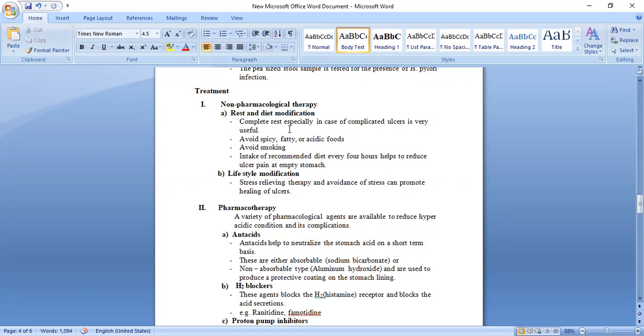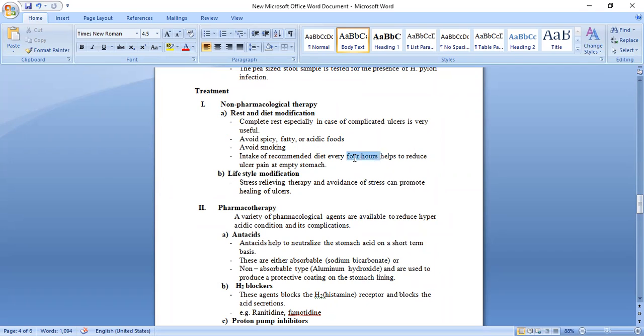So stress is there, we can't give. So to relieve this stress, in the treatment of the stress ulcer, in the acute ulcer, stress is there, so complete rest is necessary, especially in case of complicated ulcers. Rest is very important. Avoid spicy, fatty, acidic foods, isn't it? Avoid smoking, avoid alcohol. Whatever the causes are, according to that we have to remove them. So avoid smoking, avoid alcoholism, avoid tea, coffee, anything acidic. Intake of recommended diet every 4 hours.